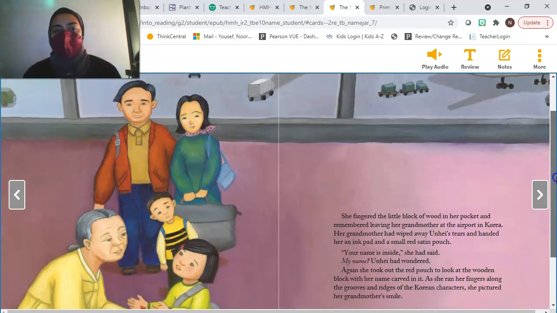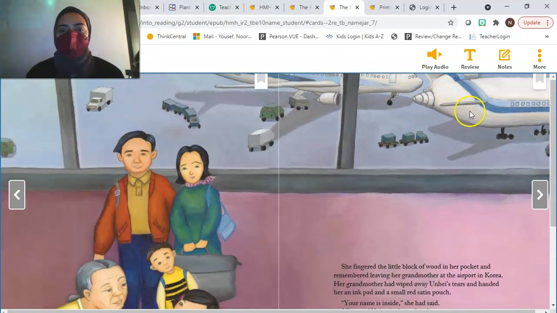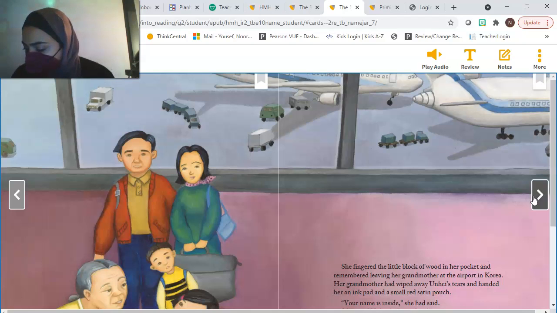Very good. And where are they? Look behind you. Where are they? Everyone, where are they going to? No, they're in Korea. Where are they going to? They're going to the United States. Why does Yoonhae's mother ask if she understood?